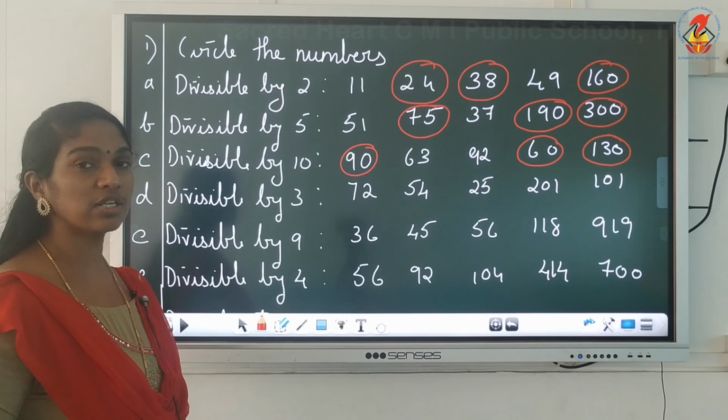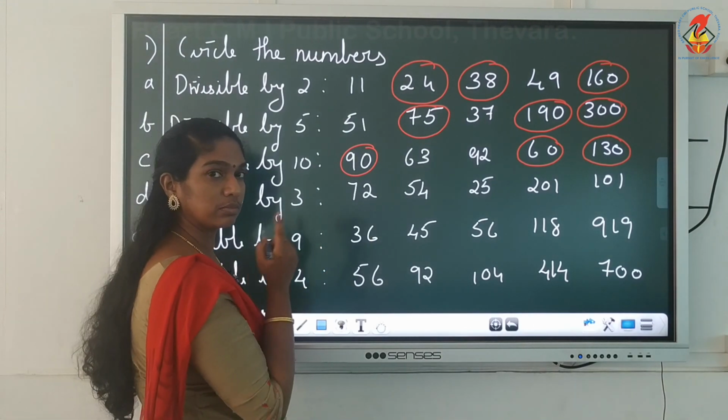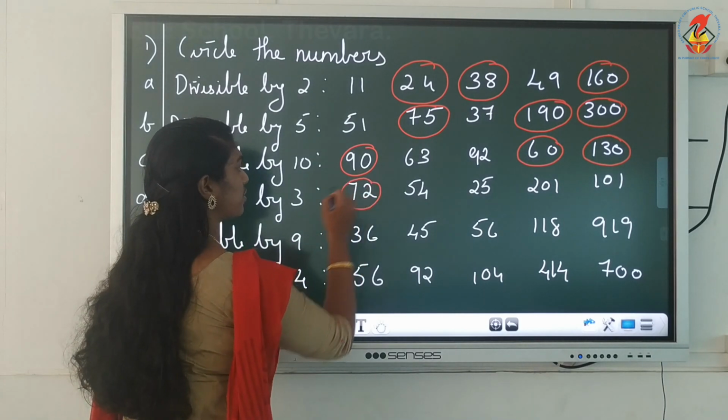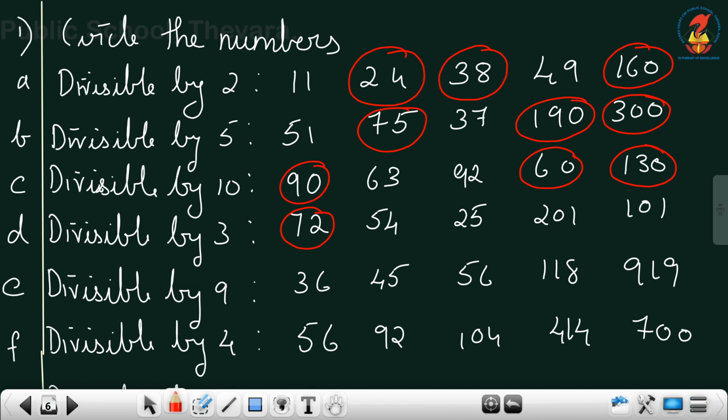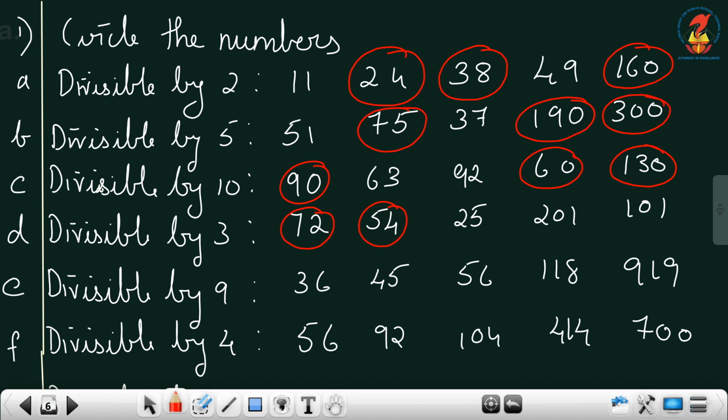What was the condition? You have to add the digits. 7 plus 2, 9. 9 is there in 3's table? Yes. So 72 is divisible by 3. 5 plus 4, again 9. So it is divisible by 3. 2 plus 5, you are getting 7. Is 7 there in 3's table?